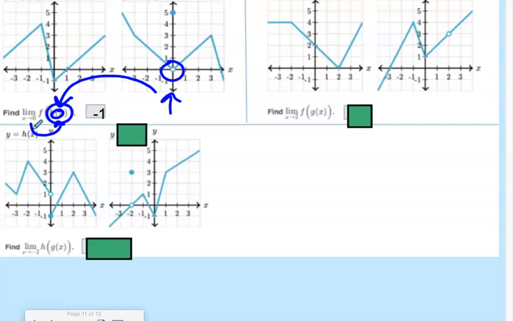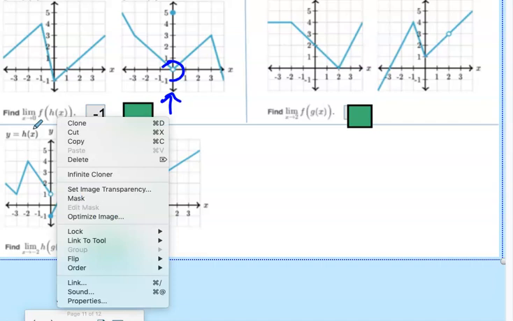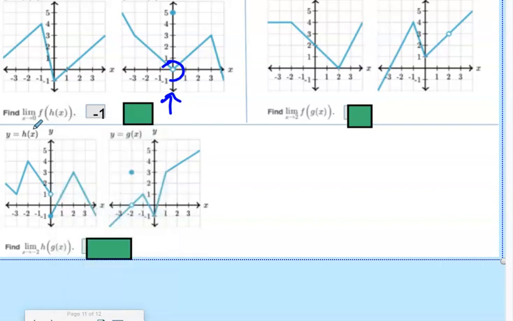That's your limit. Okay, so what do you do? You start with the inside function. Your inside function is h, so you do the limit of the inside function, and then you take whatever you get and you plug it into your outside function. It's the limit. It's not what is h of 0, it's the limit as x approaches 0 on h of x.